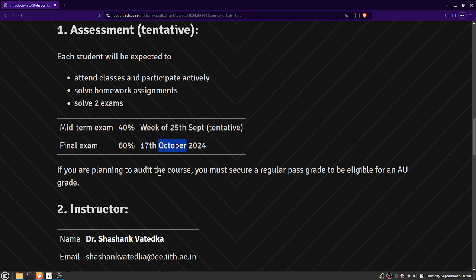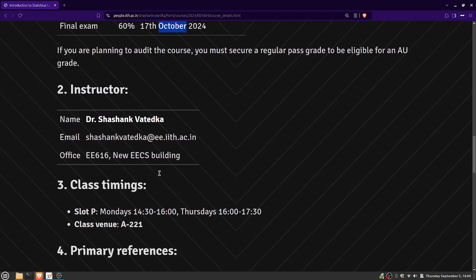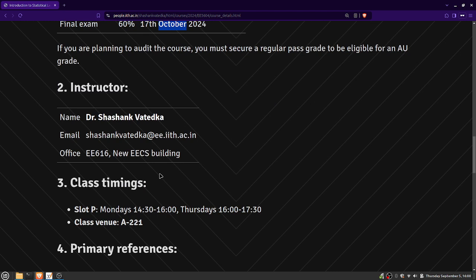Is anyone planning to audit this course? Are you auditing it for an AU grade, or are you just sitting through the course? Do you want it to be reflected on your transcript? If you're formally auditing this course, then you have to write the exams and get a pass grade to secure an AU grade. That's the requirement. But of course, you're free to just sit through this course, with no requirement of attending any exams.